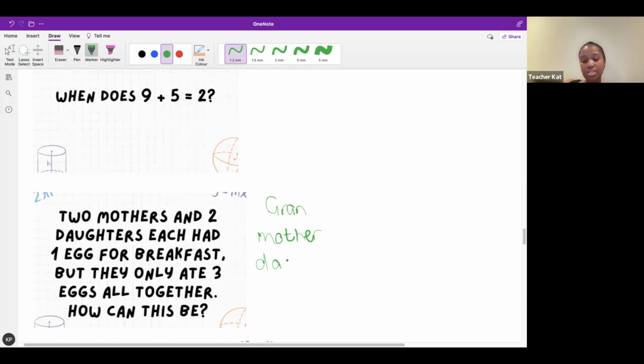Did I write mother correctly? It looks terrible. Okay, so for those of you who might not get it, gran is this one's mom. And mother is this one's mom. So that's 2 mothers. And the other way around, daughter is this one's child. And this one is this one's child. So that's 2 daughters and 2 mothers. So there are actually only 3 people, even though there are 2 daughters and 2 mothers.